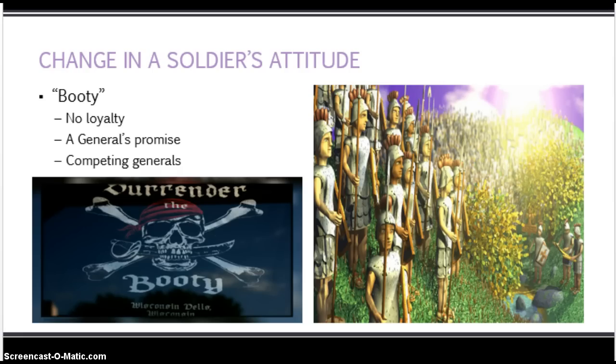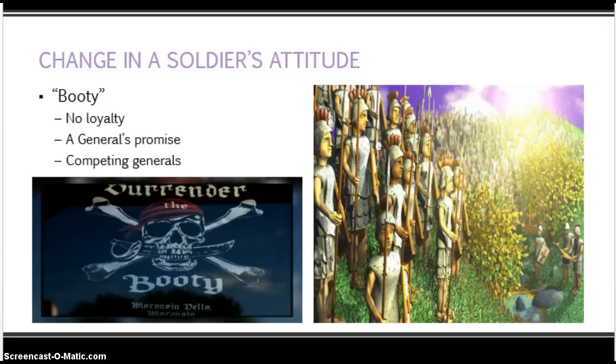You're also going to see a change in a soldier's attitude. Prior to this, people fought for their city, their empire. Now they are going to fight for their general. There is no loyalty to the city, the state, or the empire. Generals will then end up competing against one another and almost headhunt for the best soldiers.